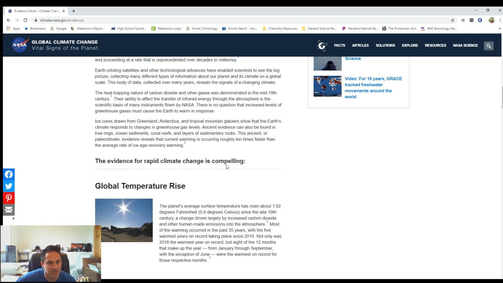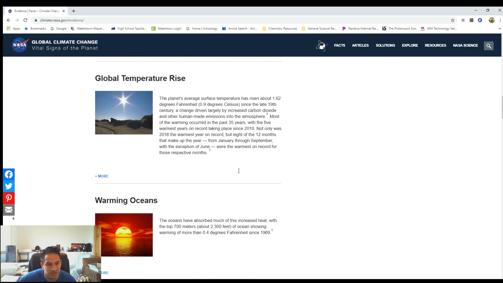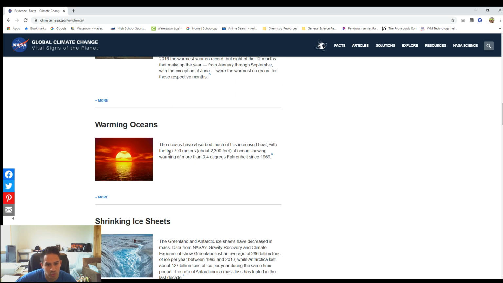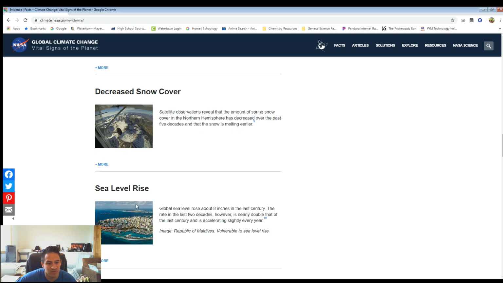So I think here it says the evidence for rapid climate change is compelling. So we have global temperature rise. The planet's surface temperature has risen about 1.62 degrees Fahrenheit since the late 19th century. We have warming oceans. These oceans have absorbed much of this increased heat, with the top 700 meters of ocean showing warming of more than 0.4 degrees Fahrenheit. We have shrinking ice sheets, glacial retreat, decreased snow cover, sea level rise.